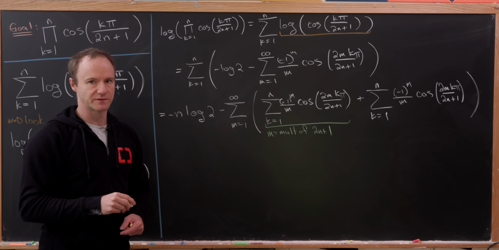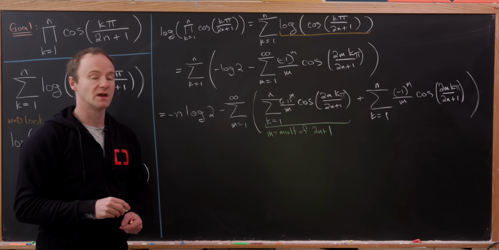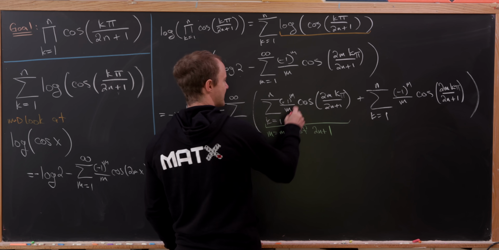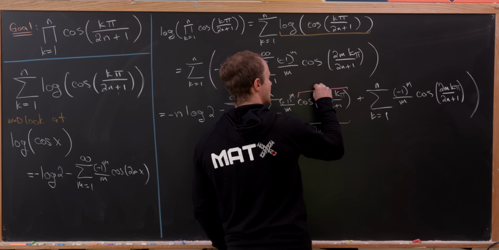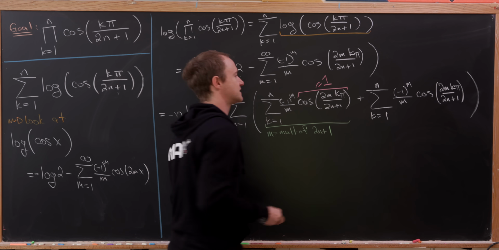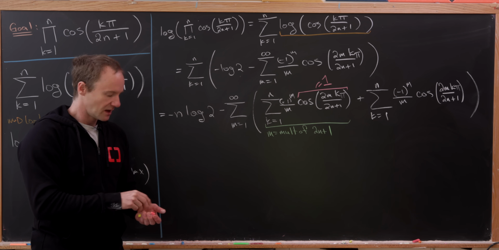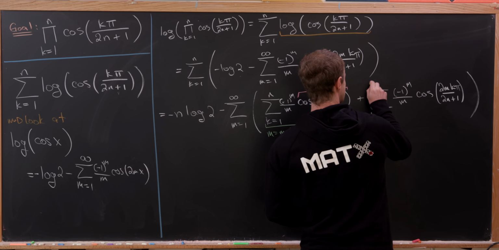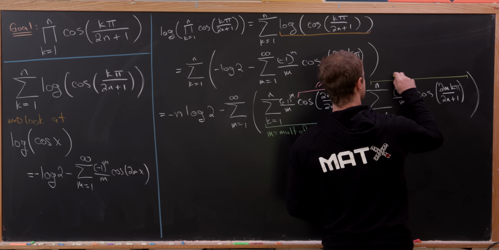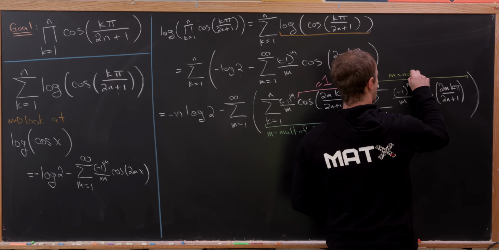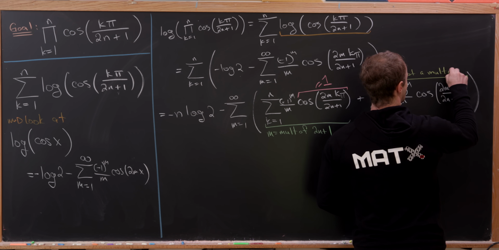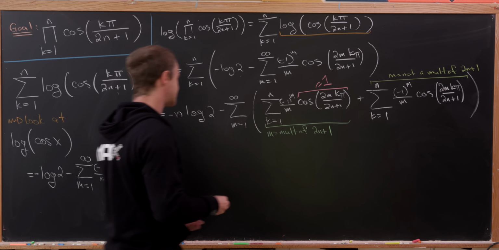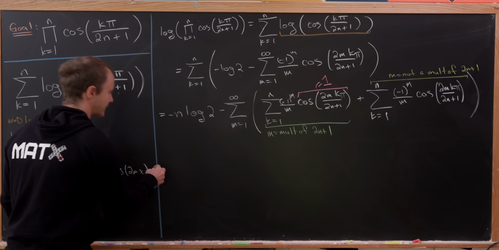But an even multiple of pi inside of the cosine is exactly equal to 1 by the 2 pi periodicity of the cosine function. So this gives us a 1 here. And then we have to look at this next case as well, which is a little bit trickier. So this is when m is not a multiple of 2n plus 1. That being said, let's bring down what we have first.